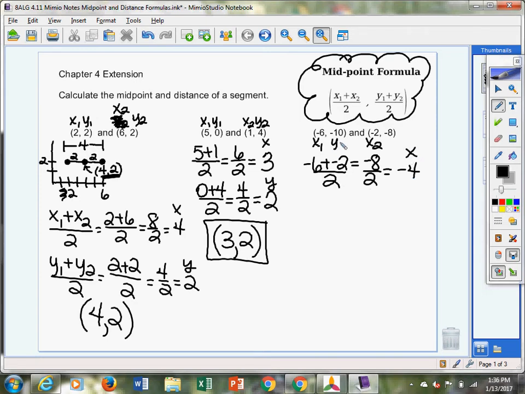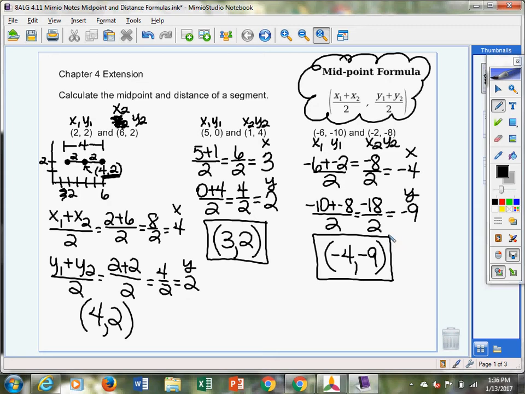I'll go back and do the same thing with my y's. I'm going to do negative 10 plus negative 8, divided by 2. Negative 10 plus negative 8 is negative 18. And negative 18 divided by 2 is negative 9. And that's the y of my midpoint. So the halfway point, the midpoint of that segment, would be (negative 4, negative 9). So hopefully you're getting a little bit more acclimated to the whole midpoint concept.